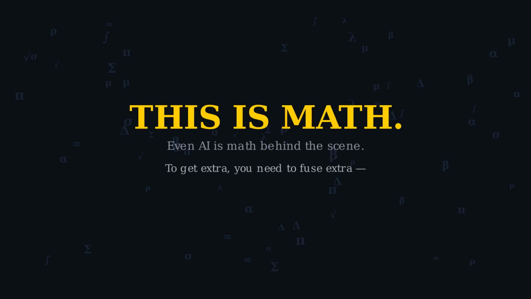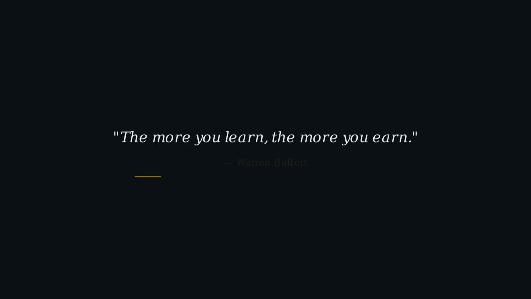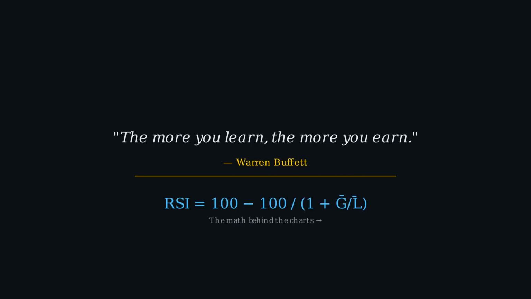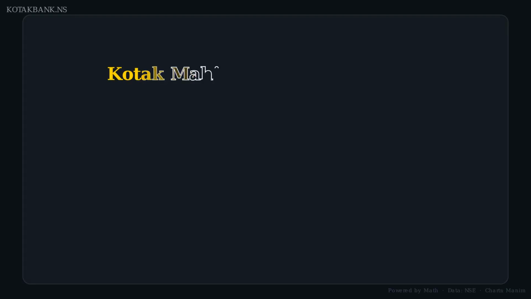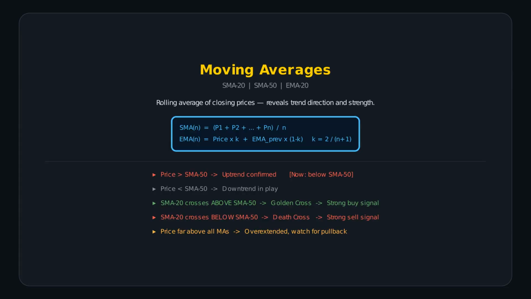This is math. Welcome to the technical analysis of Kotak Mahindra Bank Limited. KOTAKBANK.NS is a financial services company with Rs 3.8 trillion. Over the past 3 years, the stock has gained 18.1%. We will break down 4 key indicators: moving averages, Bollinger Bands, RSI, and MACD, because every line on this chart is a formula. Let us start with moving averages, the foundation of trend analysis.